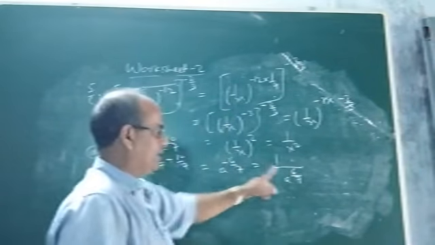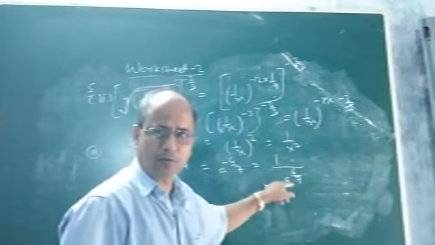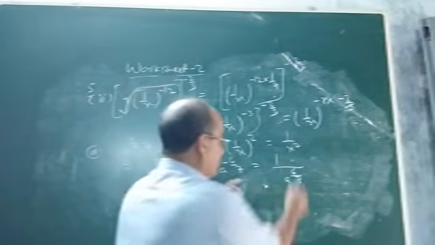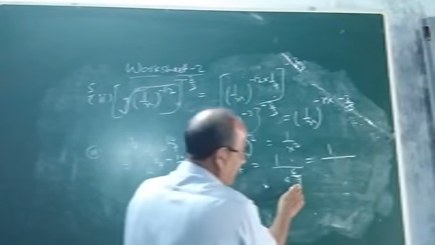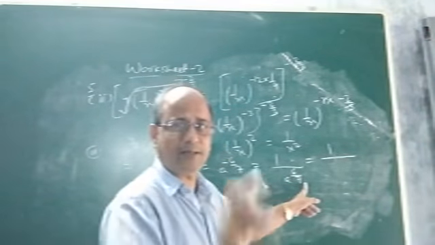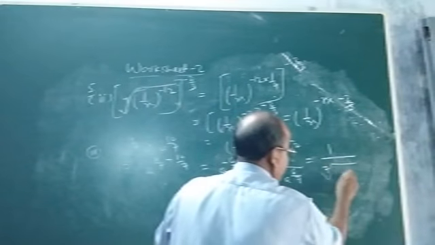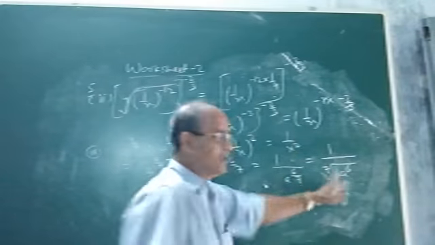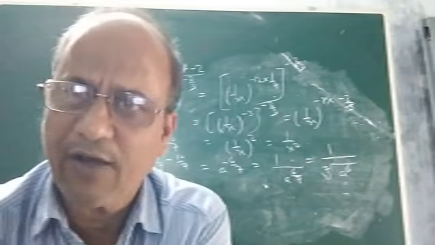Look at it. Now a to the power 6 by 7 is in exponential form. You have to express it in radical form. So what will happen in radical form? Look at it. 1 by, 6 by 7 means 6 into 1 by 7, and 1 by 7 means the 7th root. This will be 1 by the 7th root of a to the power 6. So this will be the answer. Okay, so this is how to do number 5.